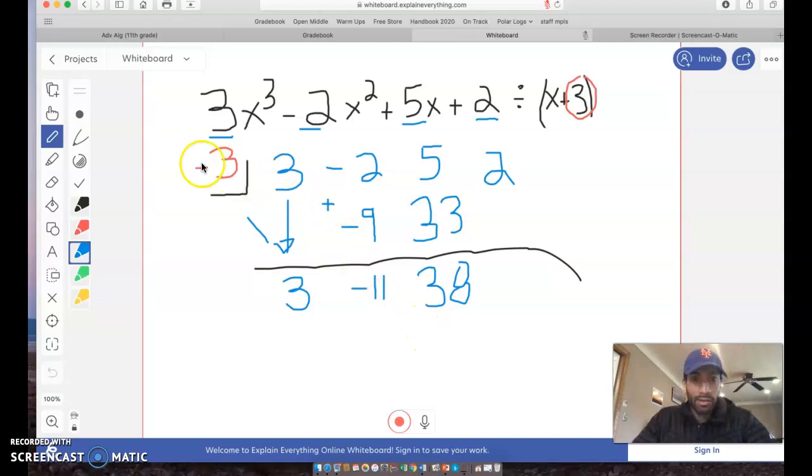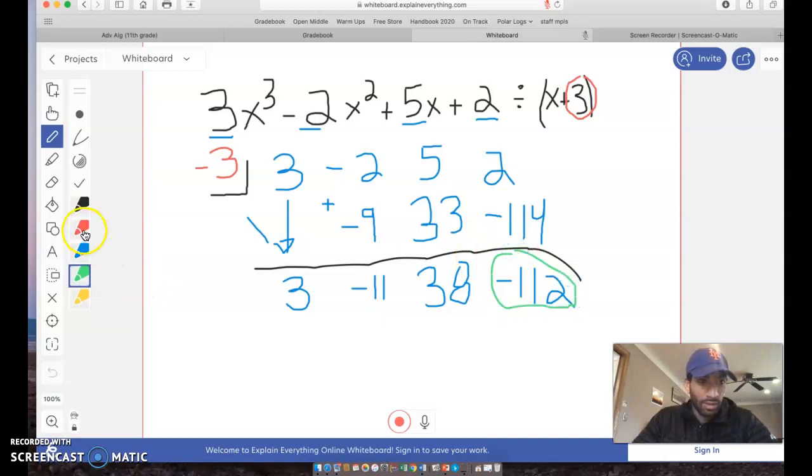Okay. -3 times 38 is -114. And when you do add those up, you get -112. And what do we call that? That is, yes, Martez, you're right. That's your remainder. You are one of the best students in the class. Don't tell your little friend that.